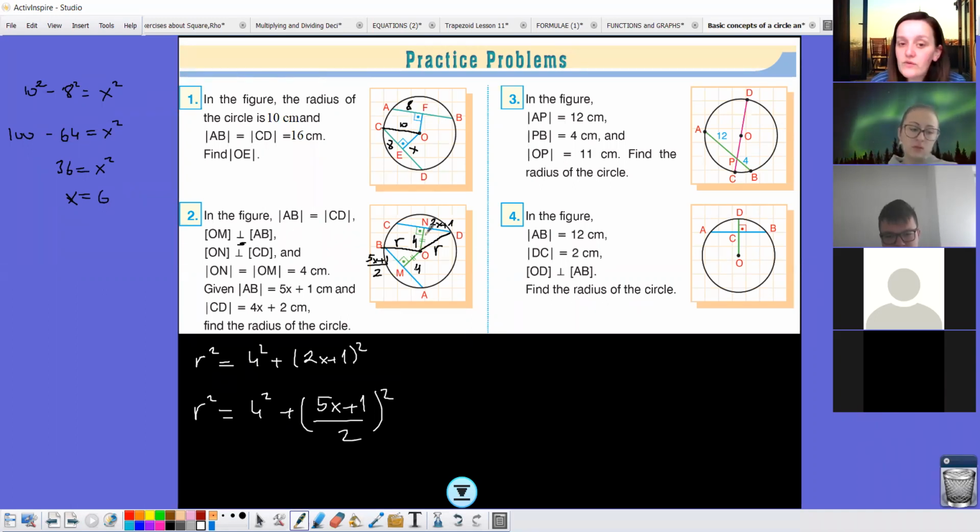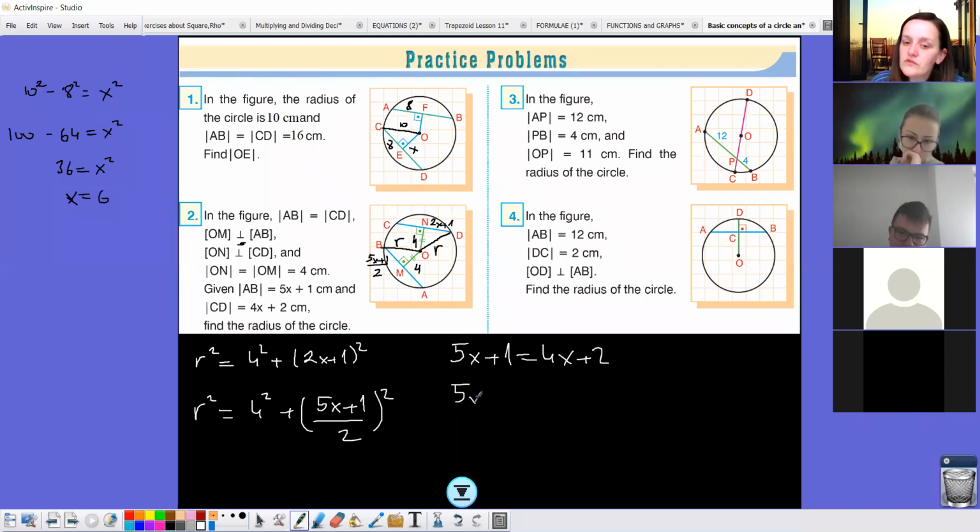Yes, because we have only the radius unknown. Because they are equidistant, and it's given that AB is equal to CD, from there we can say 5x plus 1 is equal to 4x plus 2. From here, when you solve this one, x is equal to 1.